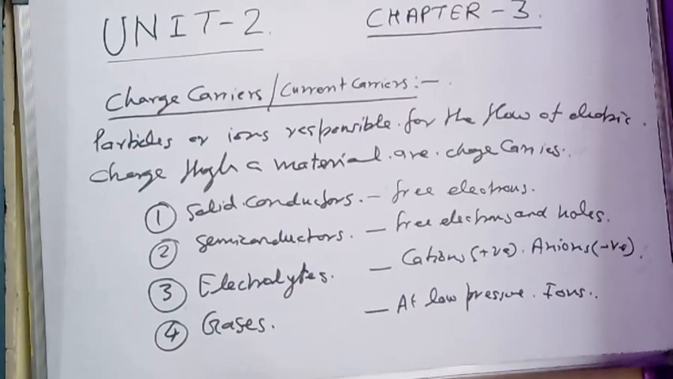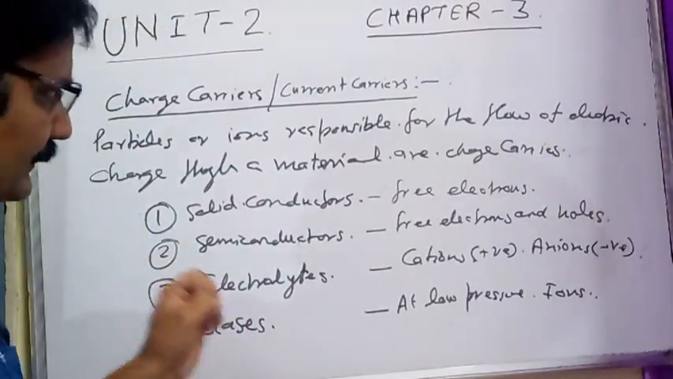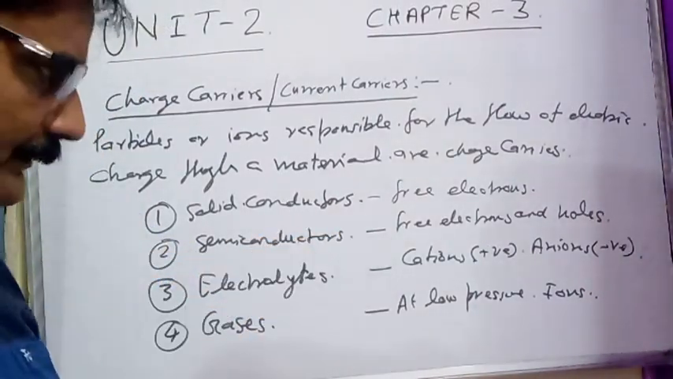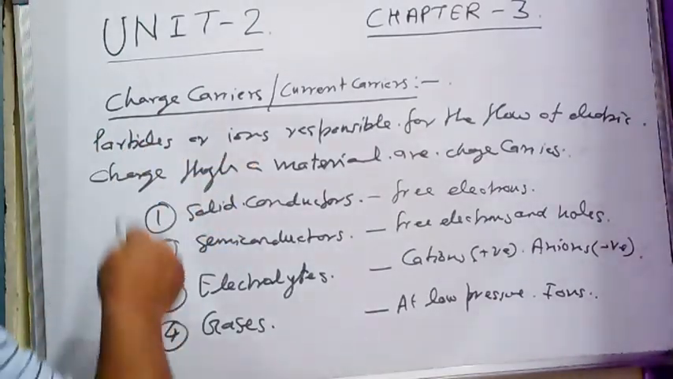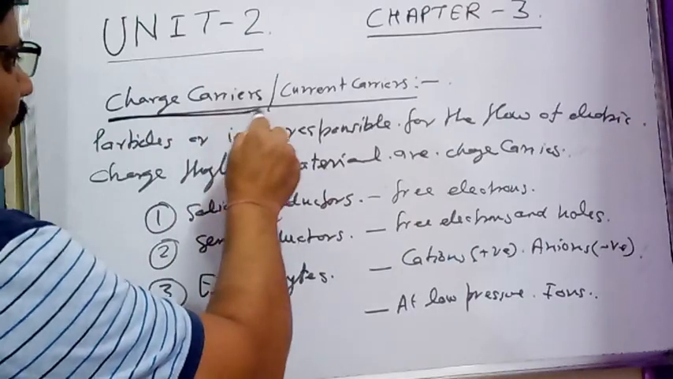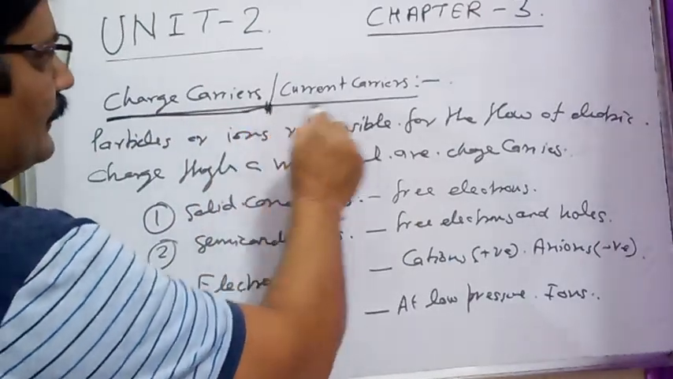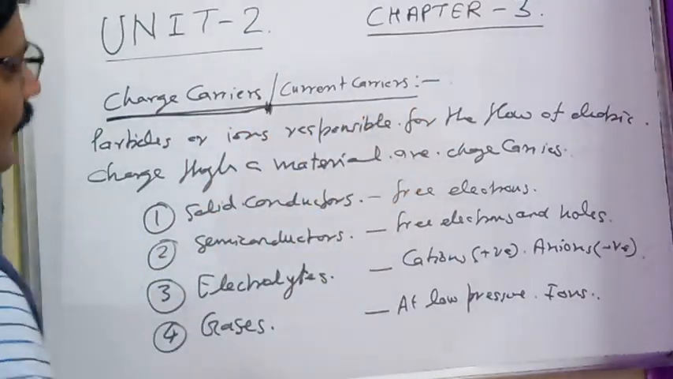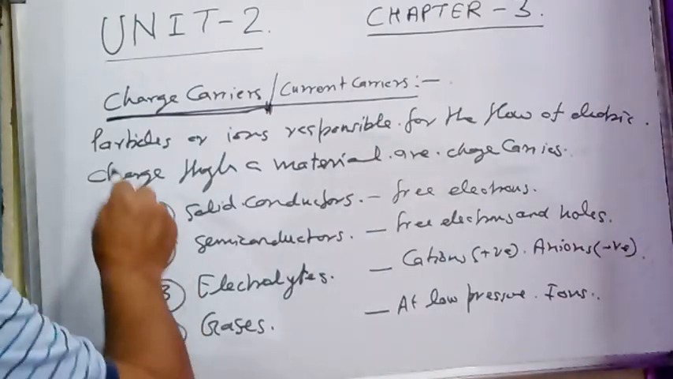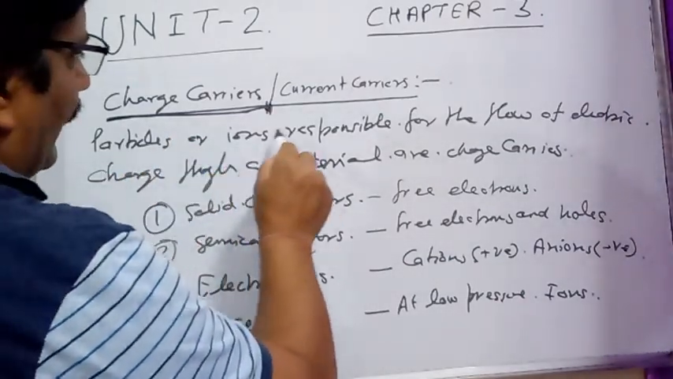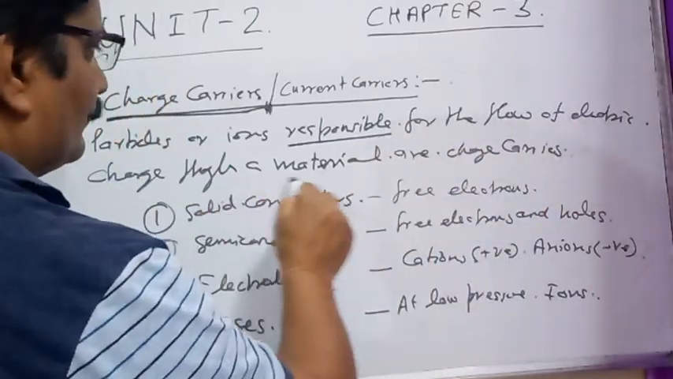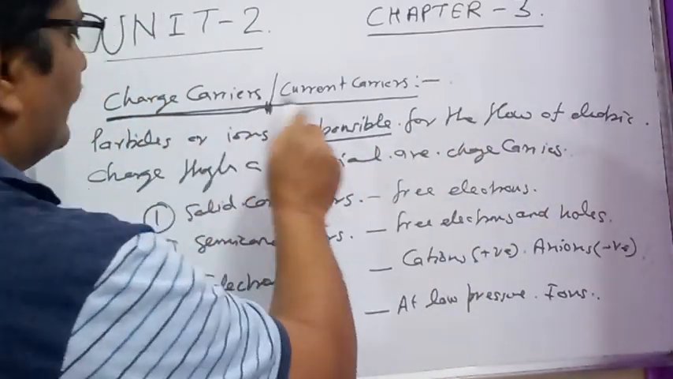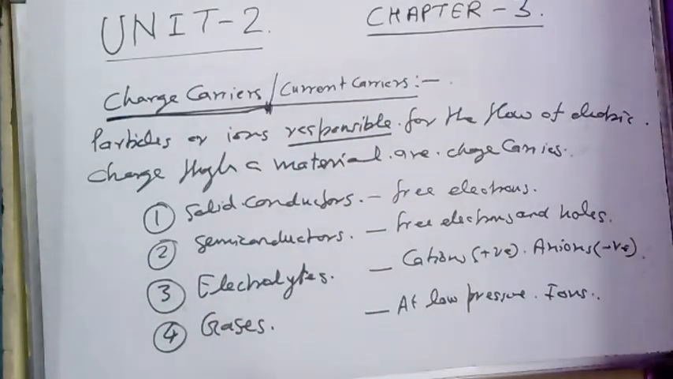If you see how flow of electric charge is established in a material, for the flow of electric charge, charge carriers, or we can say current carriers, are necessary. These are the particles or ions responsible for the flow of electric charge through a material. They are called charge carriers or current carriers.